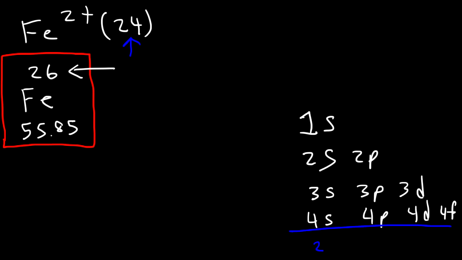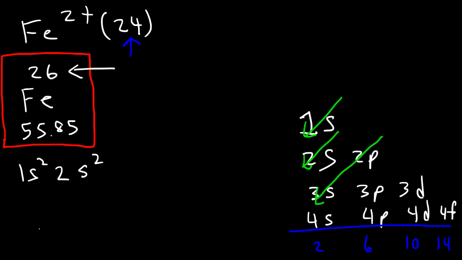S can hold 2, p can hold 6, d can hold 10, f can hold 14. So we're going to start with 1s. So that's going to be 1s2. And then we're going to move on to 2s. So this is going to be 2s2. And then we're going to go to 2p, then 3s. So it's going to be 2p6, and then 3s2.